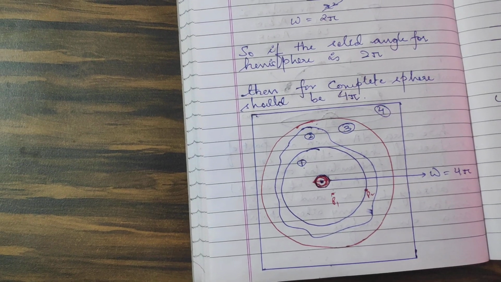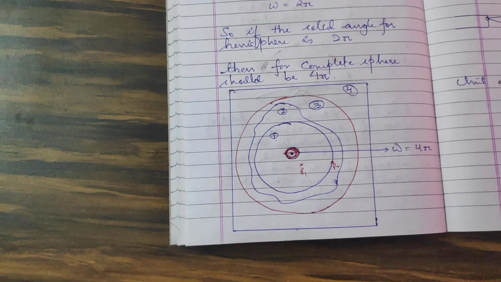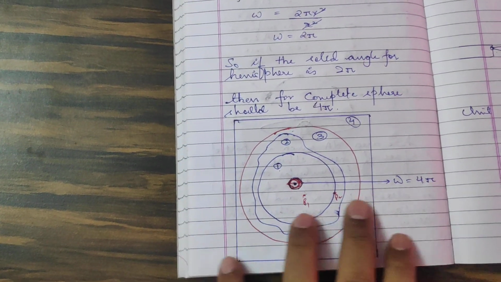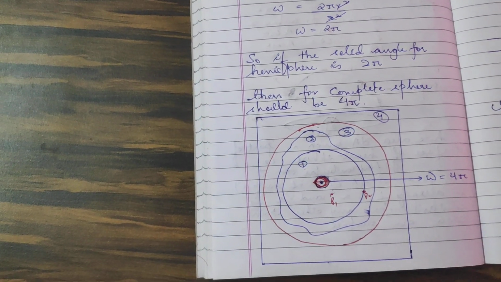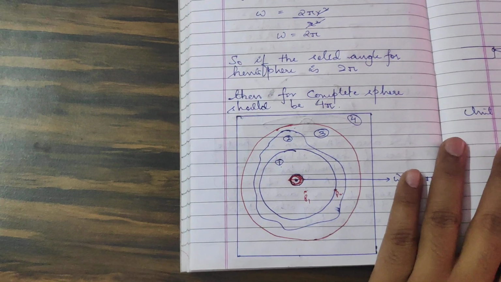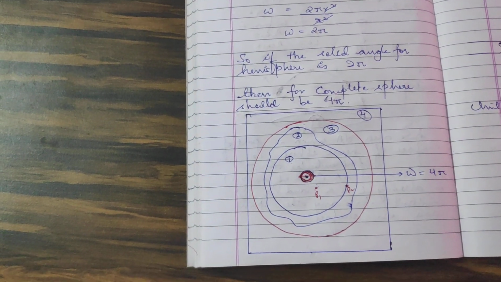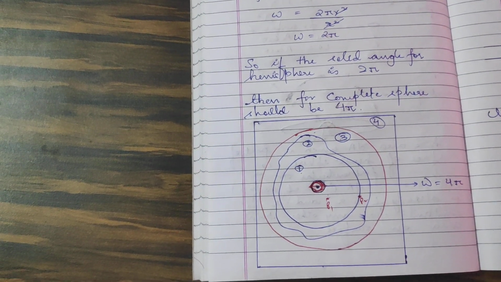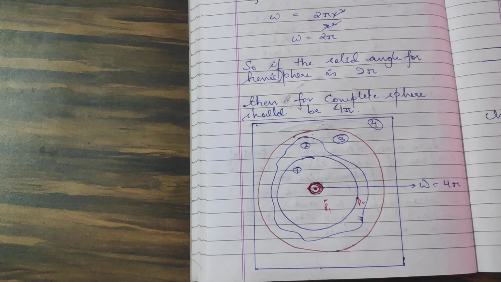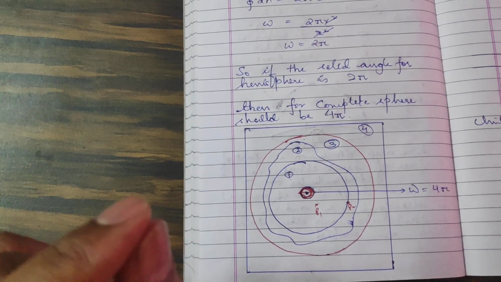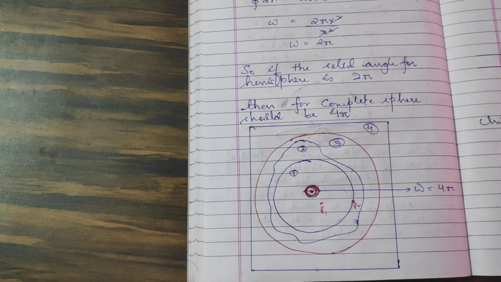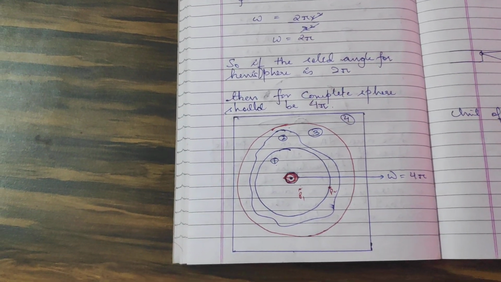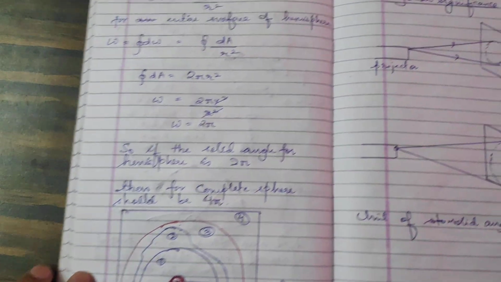Now I think you all are clear with what a closed surface is and why the solid angle will be 4 pi for any irregular closed surface. So if I ask you what will be the solid angle for a cuboid, for a point inside the cuboid, what will be the value of the solid angle? So you will say it will be 4 pi, because since it is a closed surface, the value will be 4 pi.